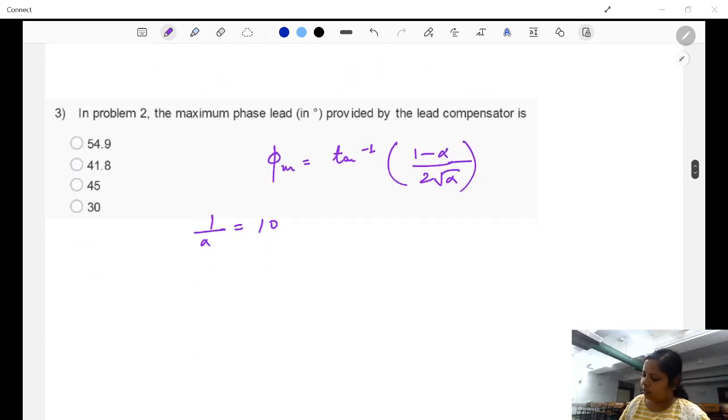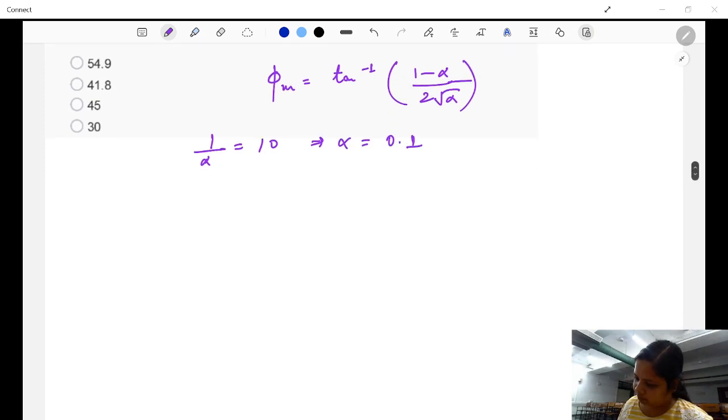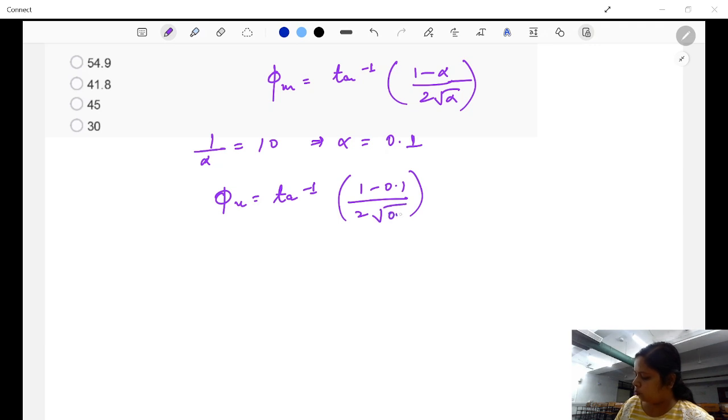So this is the relation which you can use here. 1 upon alpha is equal to 10, right? From here we can find alpha is equal to 0.1. Okay. Then phi m is equal to tan inverse of (1 minus 0.1) upon 2 into under root of 0.1. You can simplify this equation and let me know the answer.